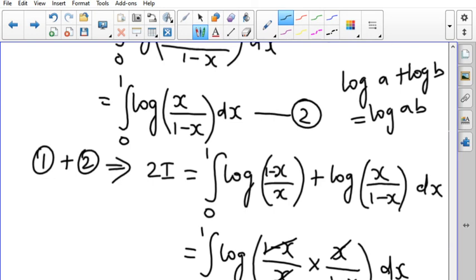2I is equal to integral 0 to 1 log 1. We know the value of log 1 is 0. So 2I is equal to 0, then what is the value of I? I is equal to 0. Okay. So the answer for the given integration is 0.